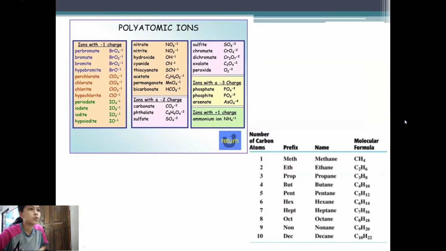And also, you need to be familiar with the polyatomic ions and the organic compounds, for they will also be used in chemical reactions, and some teachers don't include their molecular formula, so you need to be familiar with it.